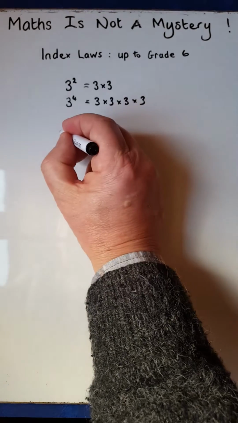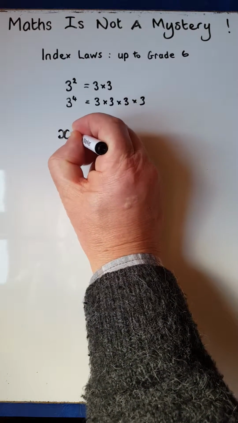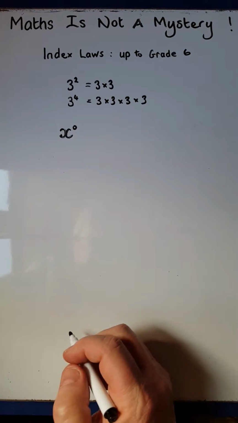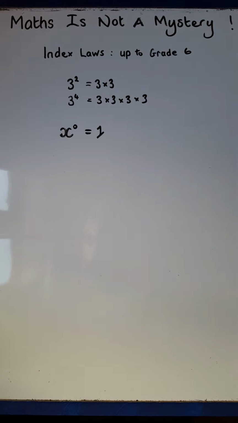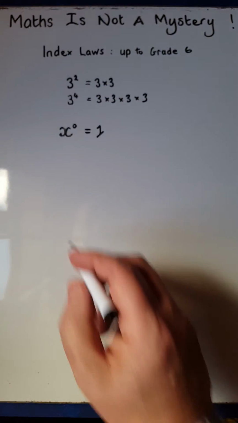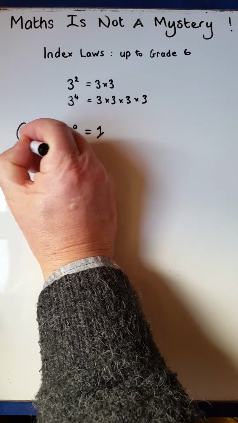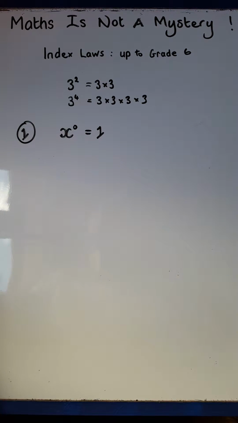So the easiest one is x to the power 0, any number to the power 0, and the answer to that question is 1. Anything to the power 0 is 1. 1 to the power 0 is 1, 5 to the power 0 is 1, 10 to the power 0 is 1, 0 to the power 0 is 1. And towards the end of this video, when we've gone through the other index laws and they make more sense, I'm going to come back and show you why that is the case. So that's rule number 1. Rule number 1, anything to the power 0 is 1.